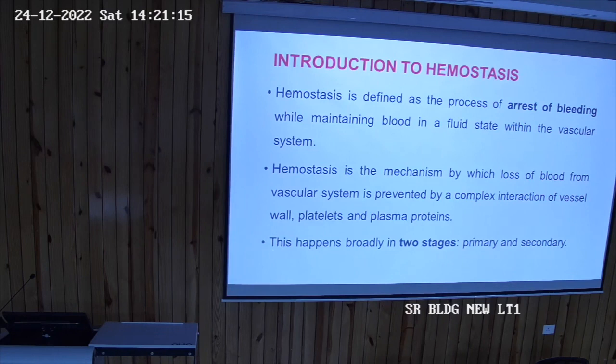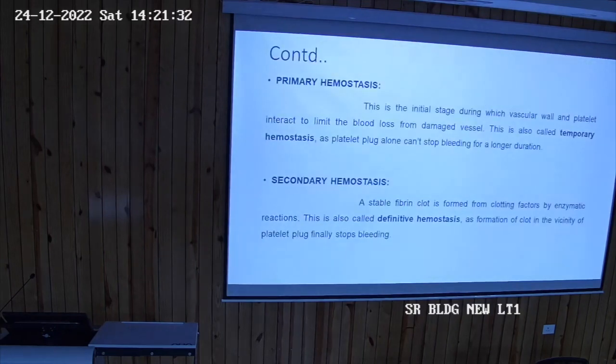Along with the myocytes, you have nociceptor receptors which are responsible for pain sensation. So they will also come into the picture. Platelets and plasma proteins. This happens broadly in two stages, primary and secondary. Primary hemostasis is the initial stage during which the vascular wall and platelets interact to limit the blood loss from the damaged vessel.